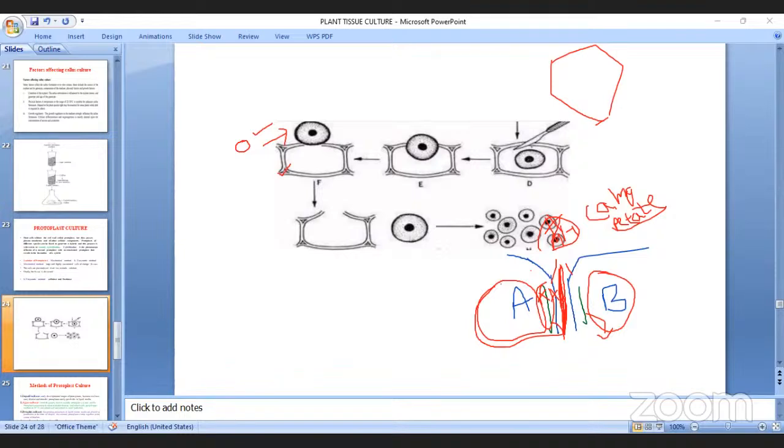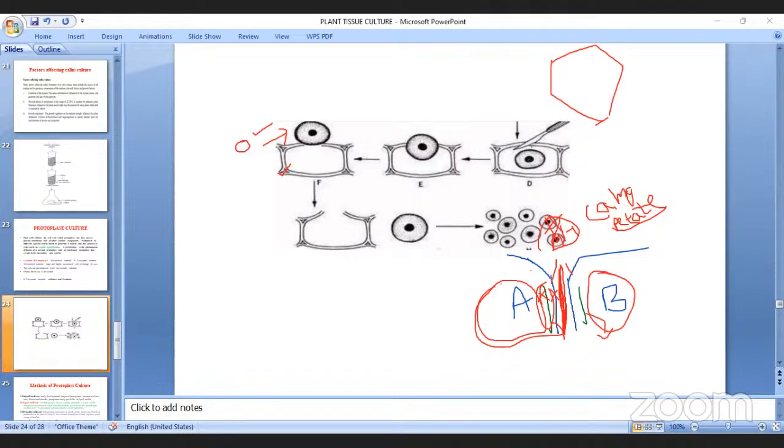If you dissolve the middle lamella, the primary wall and the secondary wall, what is the rest of the component? Now the cell wall is completely dissolved. After the cell wall is dissolved, what remains? The plasma membrane with protoplasm. The protoplasm is separated. This is the easy method because in this method you just add some enzymes.